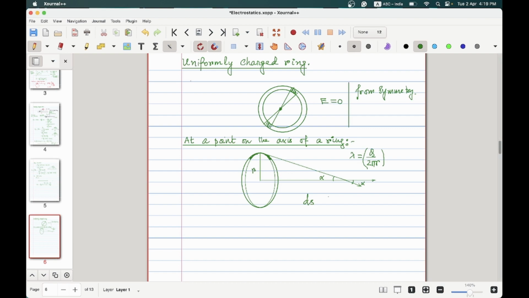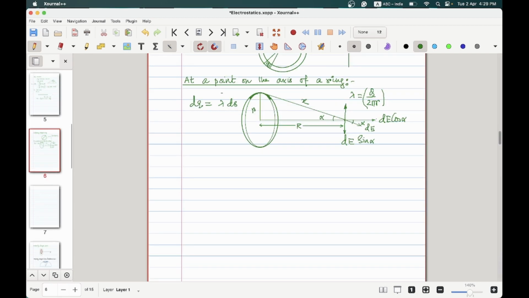So dq is basically lambda ds. So one part is there only, that is the perpendicular component, dE cos alpha. So this is kQ by R square plus r square, into cos alpha, which means r by root over R square plus r square. Yes, capital R by this thing.